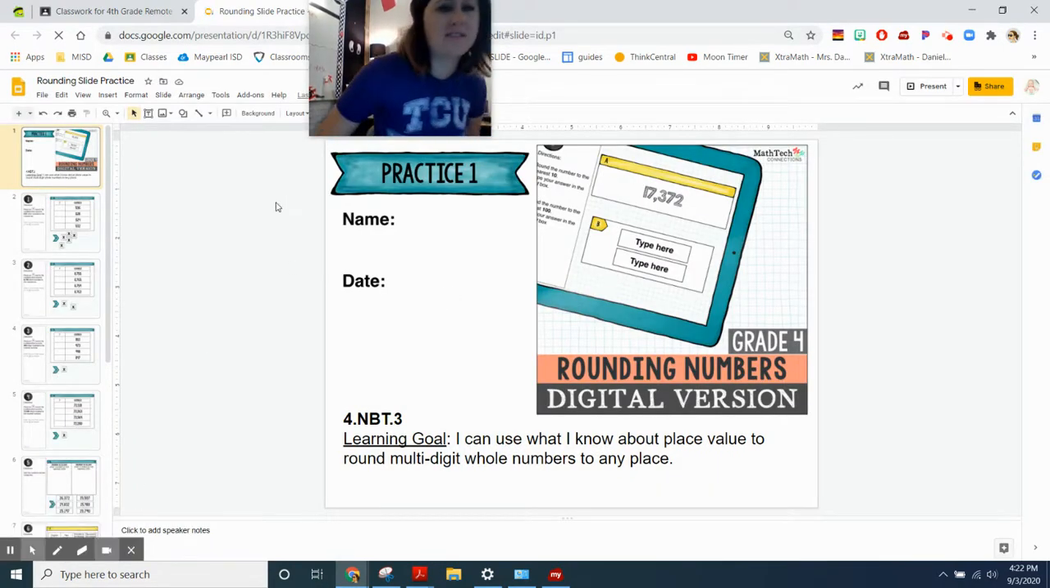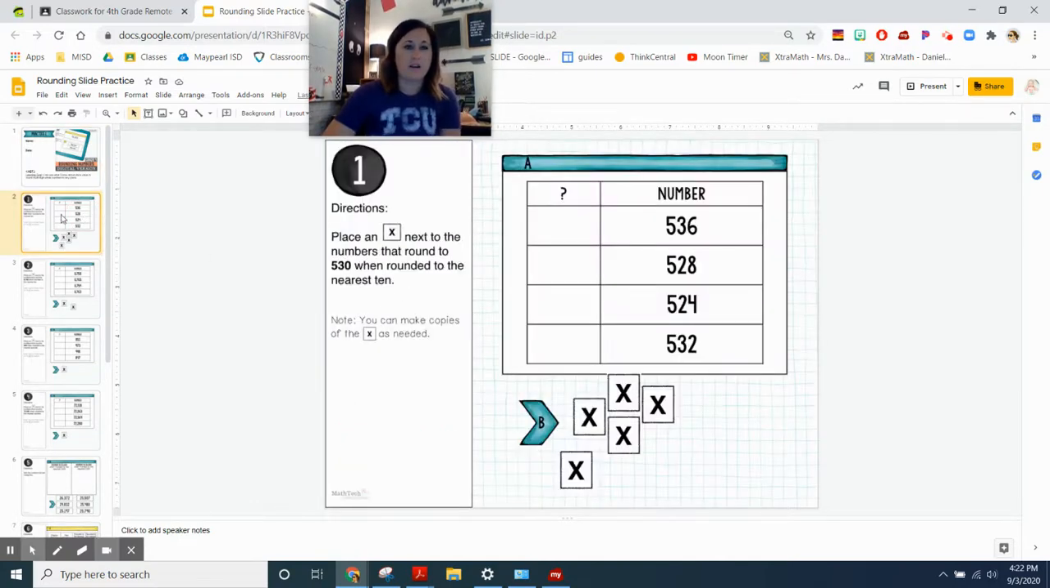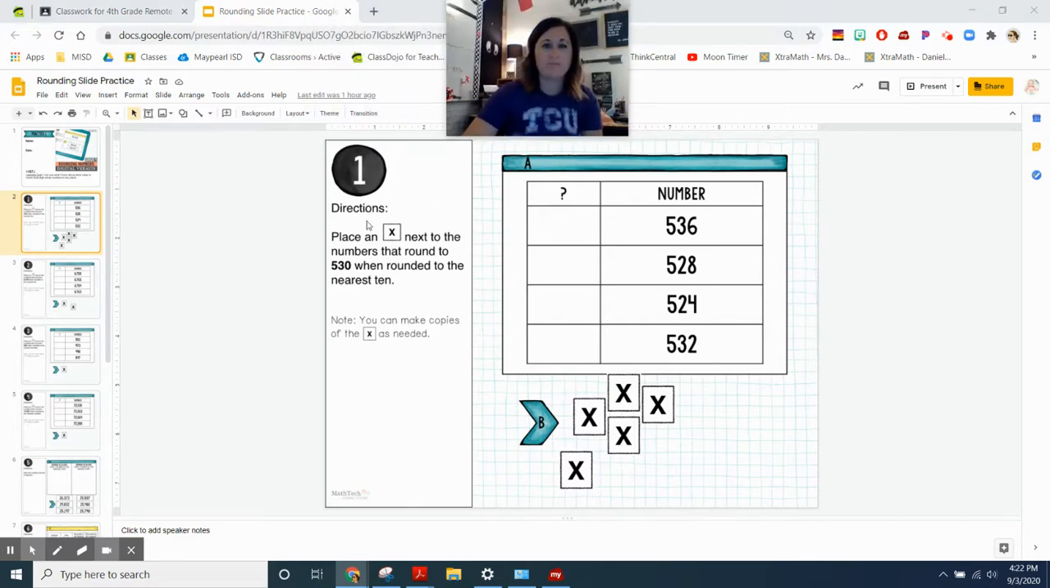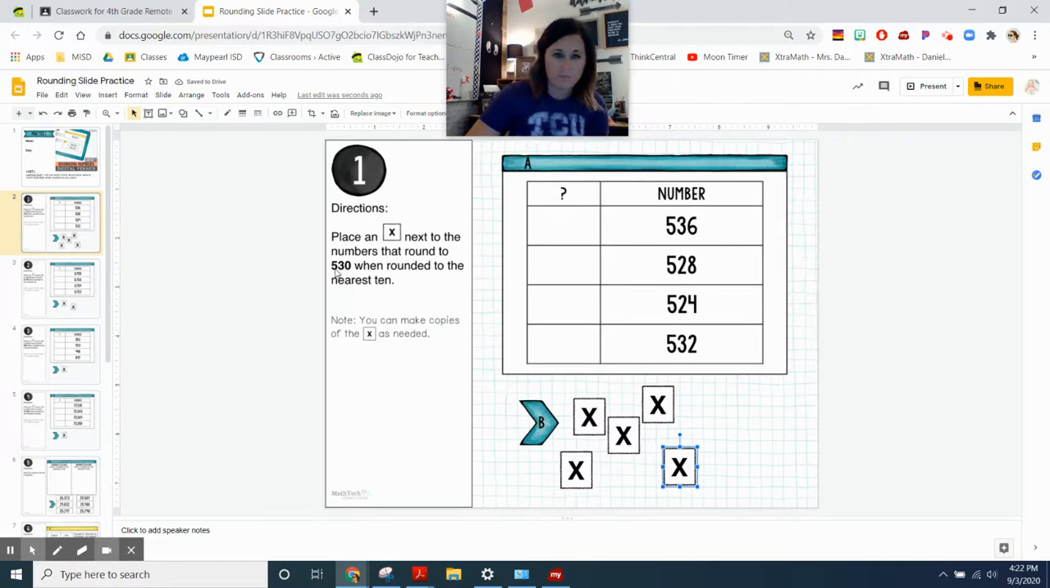Okay, so here are Google Slides. Put your name, put today's date. Each slide has a set of directions telling you what to do. So here are these X's that you can drag and drop. It says place an X next to the number that rounded to 530 when rounded to the nearest 10. So you look here and see, if I round all these to the nearest 10, which ones would round to 530? That's where I drag and drop the X.